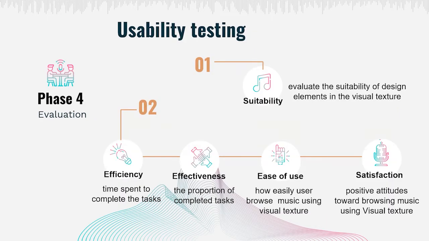Next, in order to determine how well users can interact with the visual texture to browse for music, we conducted a usability test in phase 4. In this test, there are 2 objectives. One is to evaluate the suitability of design elements in the visual texture used to recommend mood. The second objective is to evaluate the usability of browsing music according to mood using visual texture. That includes effectiveness, efficiency, ease of use, and satisfaction.